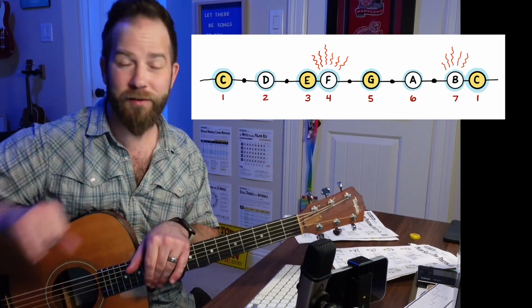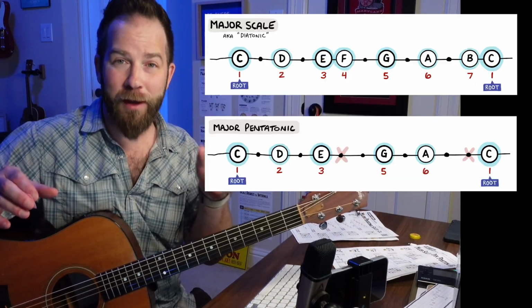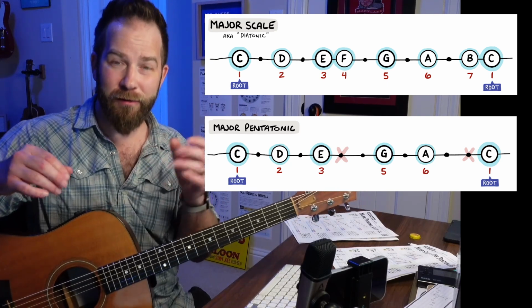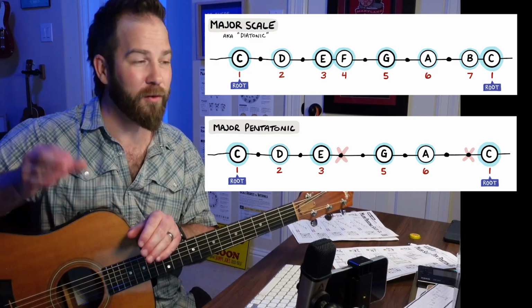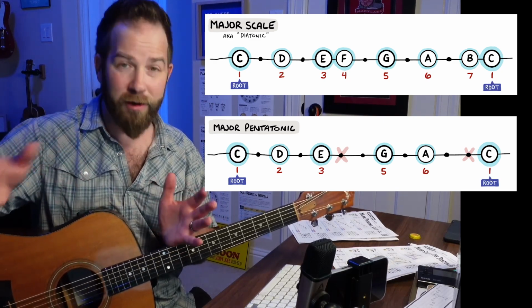So quite simply, I should have said this a few minutes ago, the major scale is the 1, 2, 3, 4, 5, 6, 7, right? The pentatonic scale is just we get rid of the 4, we get rid of the 7. 1, 2, 3, 5, 6. And I'm talking about scale degrees.